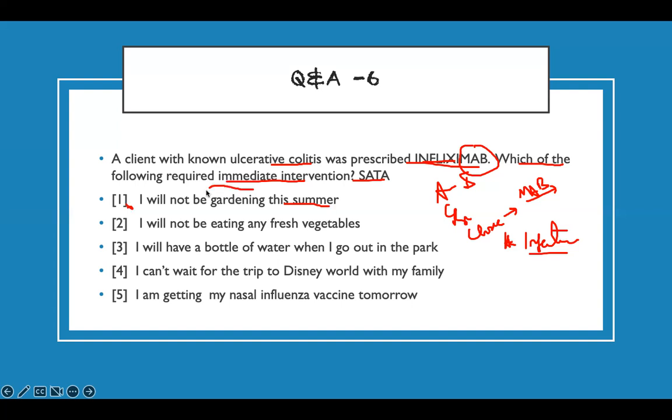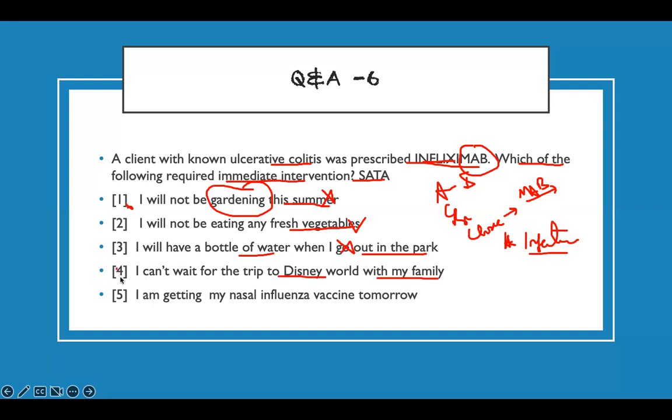Yeah, we don't want you to get infection. Gardening is one where they get toxoplasmosis, so you want to avoid that as much as possible. So this doesn't need immediate intervention. I will not be eating any fresh vegetables. Yes, I don't want you to get infection. Wash your vegetables while you cook them. Therefore, this is a good idea. I will have a bottle of water when I go out in the park. Yeah, we don't want you to drink from a water fountain. Otherwise, you get infection.